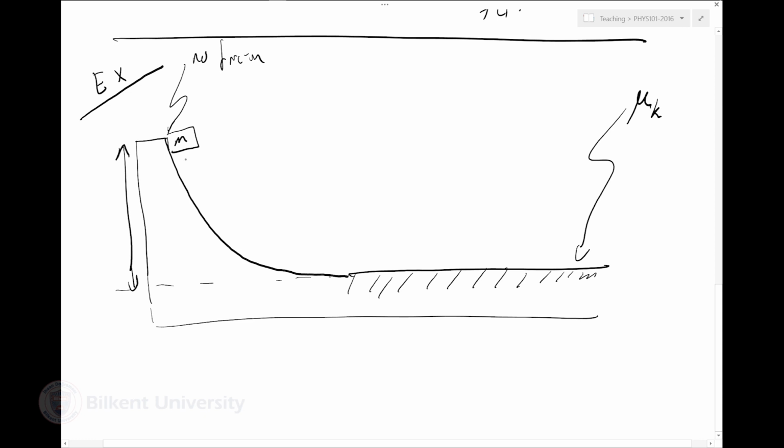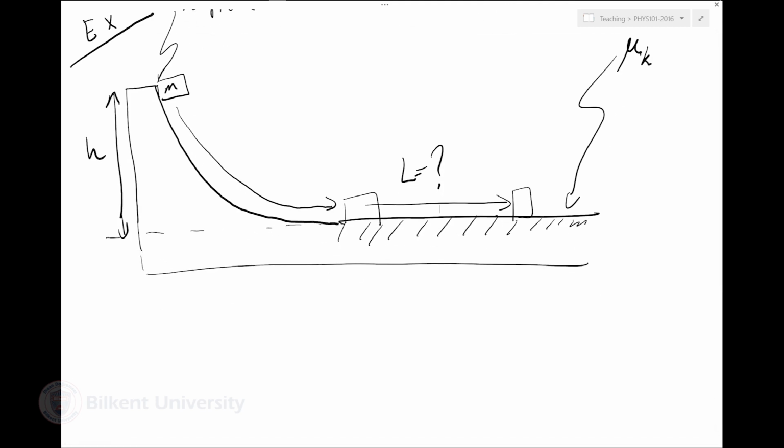Okay. So what will this mass do? It will just run down the track, and then because friction is acting on it, it will actually travel some distance and come to a stop. What I would like to find out is what's the length that this object is going to travel. Okay? And the first question is length traveled on the track with friction.